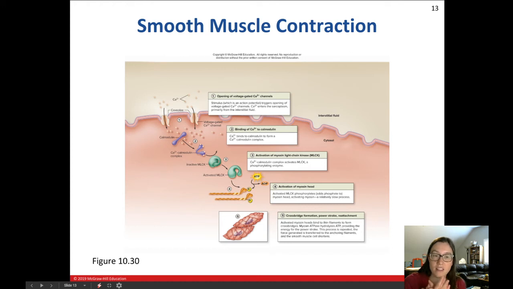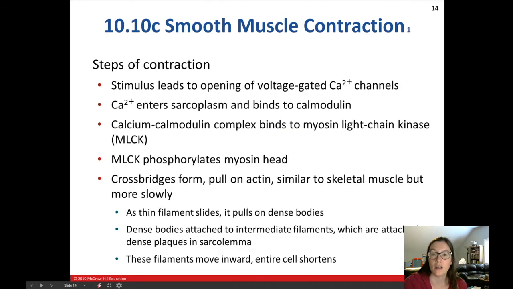So as I said, it's a different way of regulating contraction than in skeletal muscle. That's what I just said.